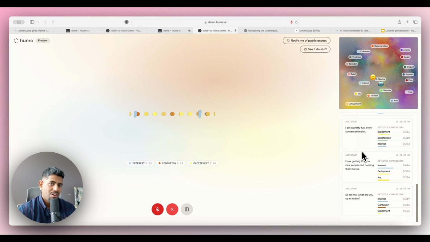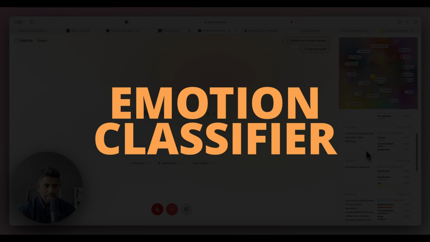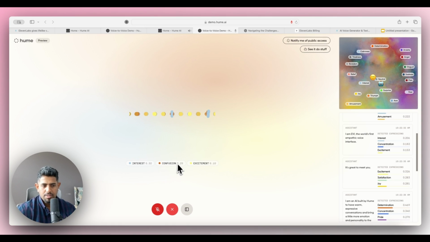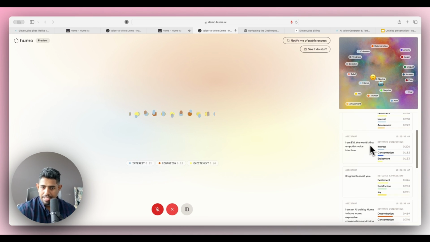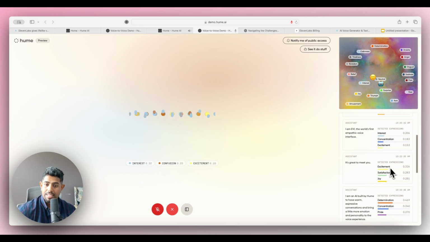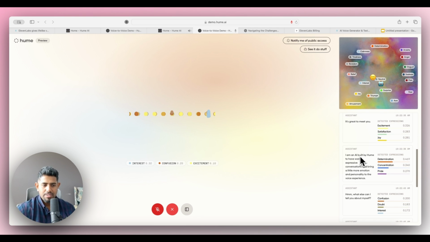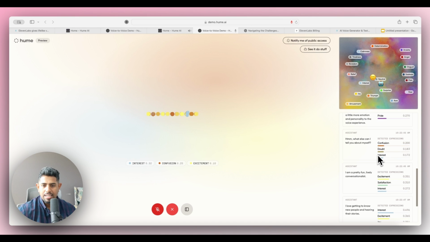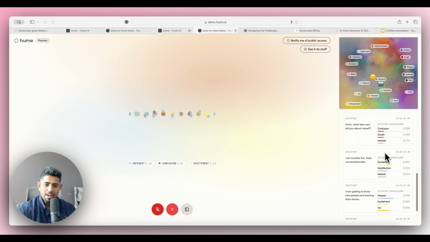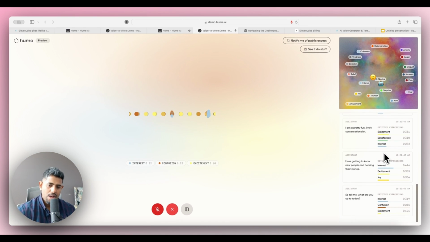So how did you feel about what you just heard? So one of the things that you can see is when it responds, you have these different types of tags associated with it. Like, what is the voice sounding like? So is it interested? Does it have any confusion? Is it excited? Right? So if you see on the left side, when it said, I am Evie, the world's first empathetic voice interface, it says it's interested. It's got some concentration and excitement. And when it says it's great to meet you, we see excitement, satisfaction, and joy. And so pretty much in every conversation, every statement that it makes, it's expressing a certain emotion, and it sounds pretty realistic, right? So I actually dig that.